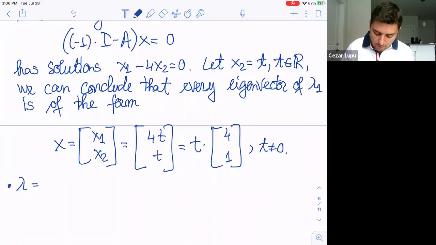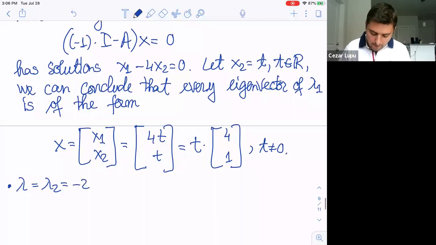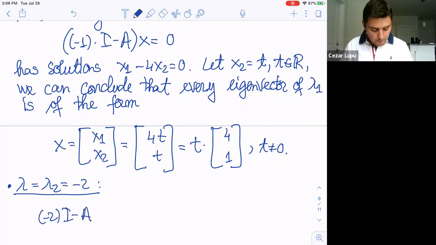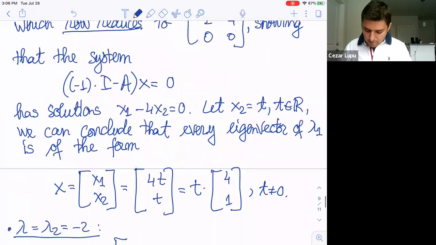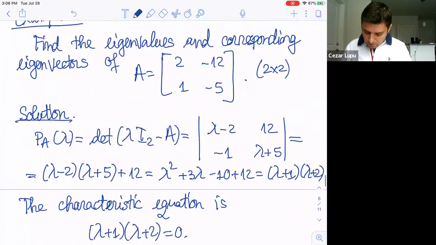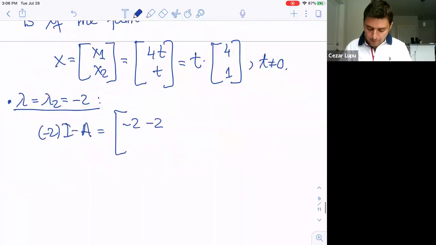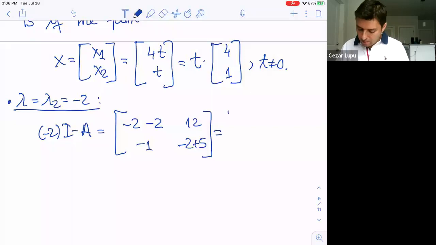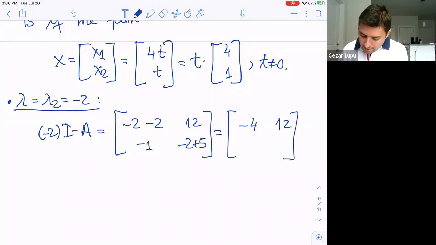And now let's see, for lambda equals lambda 2, what was the second eigenvalue? It was -2, right? Yeah. So we'll do the same thing. We'll have -2 times the identity minus A. Wait, what was the matrix A? 2, -12, 1, -5. Okay. So it's -2 minus 2, 12 here, -1, -2 plus 5. Please correct me if I'm doing something wrong in computations, but this will be -4, 12, -1, and 3.